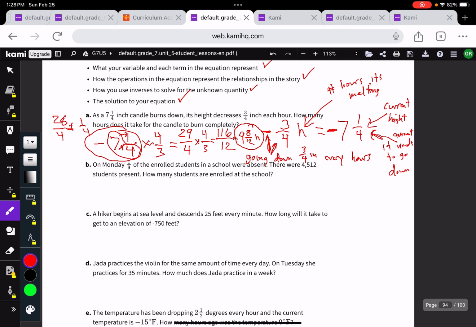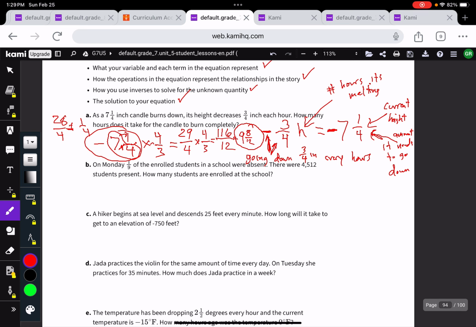Those are hours. So let's see, how many hours does it take? It takes 9 hours. 9 and 8 twelfths is 2/3 of an hour, which is 40 minutes. But we could leave it just like that, or simplify it to 9 2/3, or 9.6 repeating if you used a calculator, which is fine.